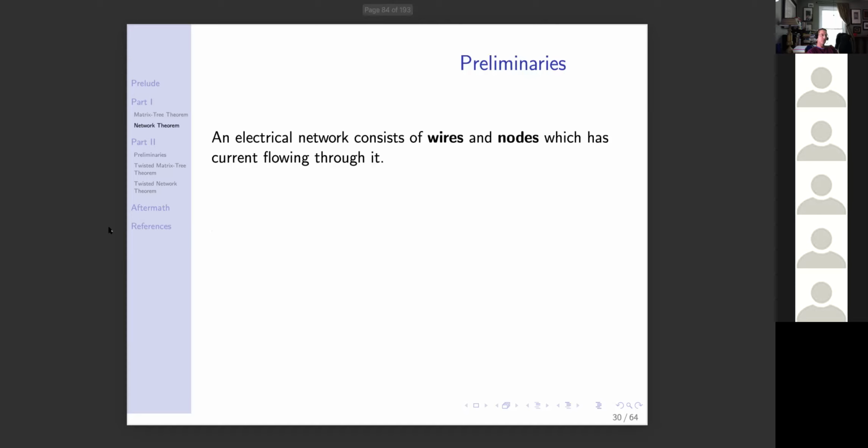Okay, so now let's go to the network theorem, which is kind of most of my talk in a way. An electrical network consists of wires and nodes, which has current flowing through it. The 19th century is a very interesting time in the history of science because it was the first time electricity was studied as a scientific phenomenon. Before that, it was just an oddity. And so they were very early.